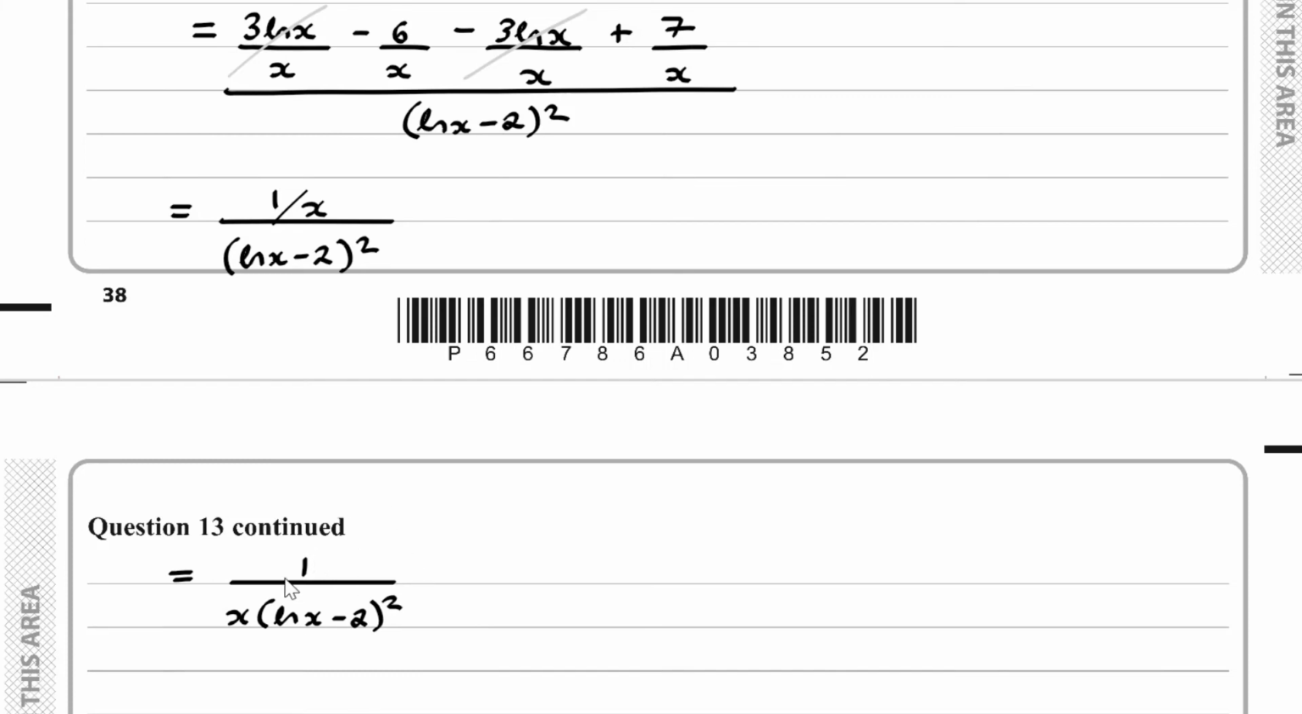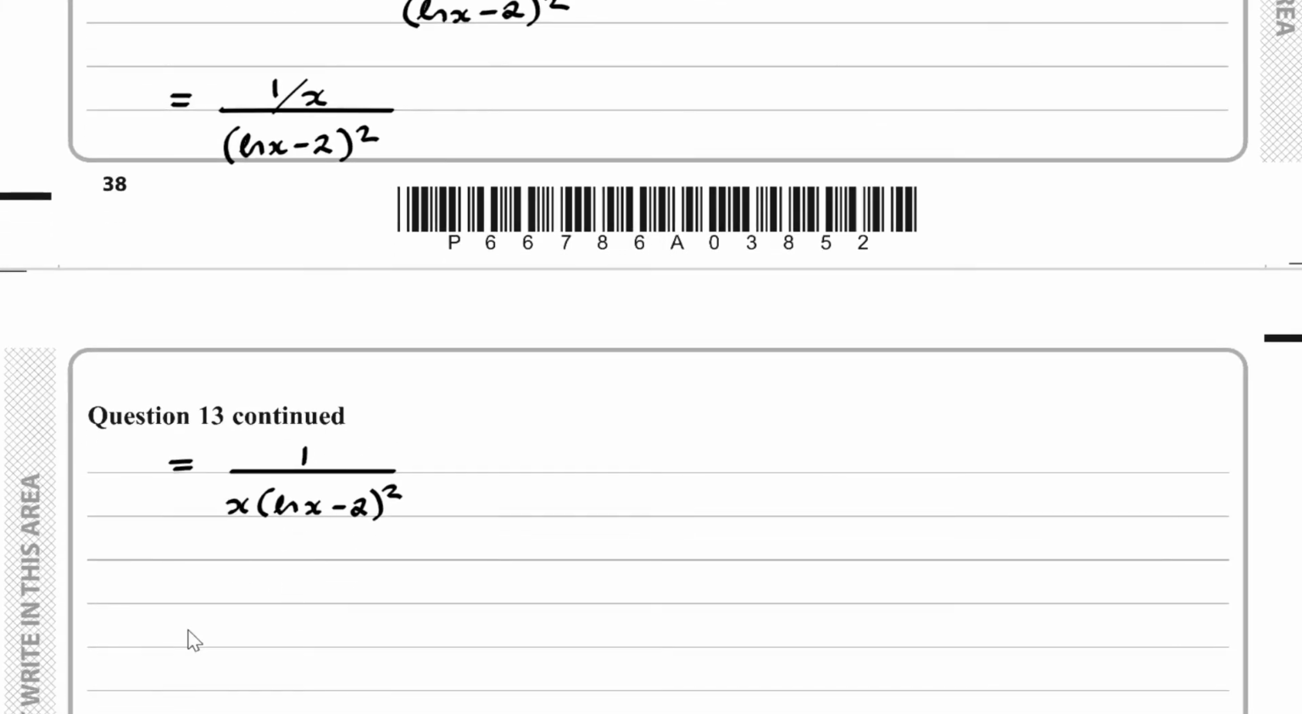And we want to show that this is greater than 0. And it should be obvious how this is greater than 0. We know 1 is greater than 0. We know from the question x is greater than 0. And the natural log of x minus 2 all squared, that's going to be greater than 0 because something squared is greater than 0.